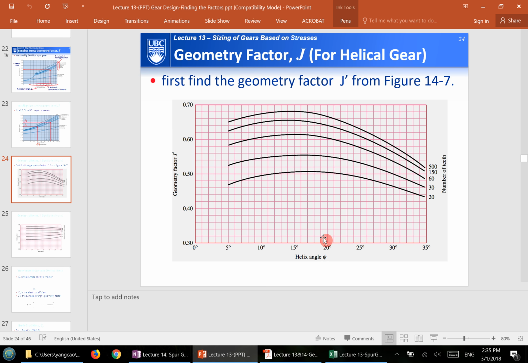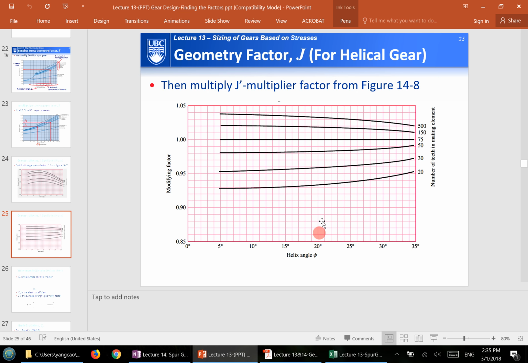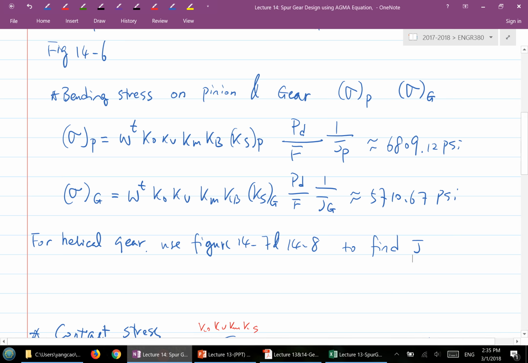Let's say it's 20 degrees. If the gear has 30 teeth, then you go 20 degrees to 30 here, and that gives you this G prime factor. Then you go to the next one and use the same thing. 20 degrees, 30 teeth, you get the multiplier factor, which is this much. Then you multiply these two together, and you get this G value. So that's basically for helical gear: G equals G prime times this G prime multiplier.